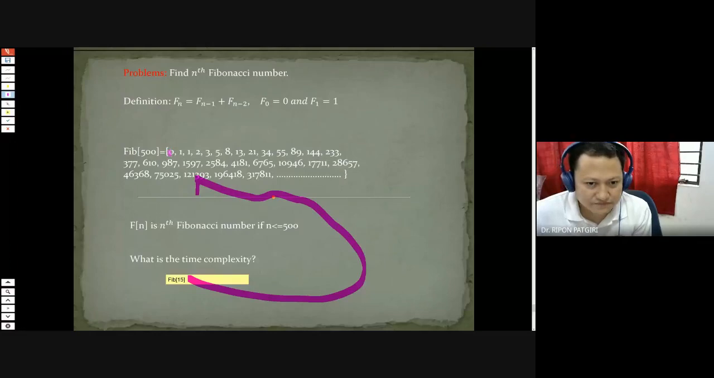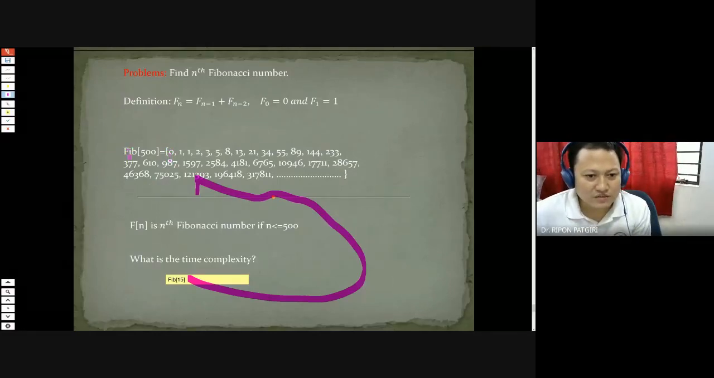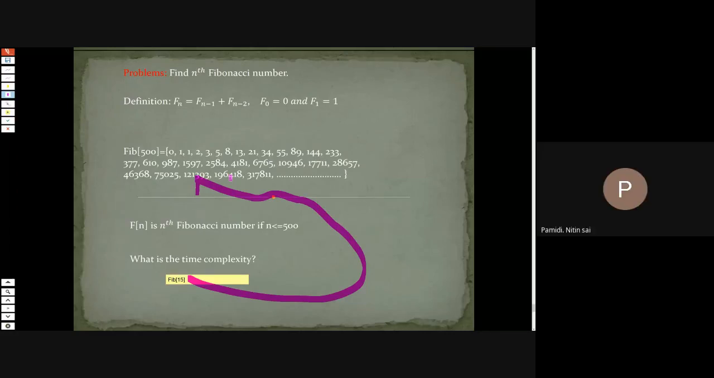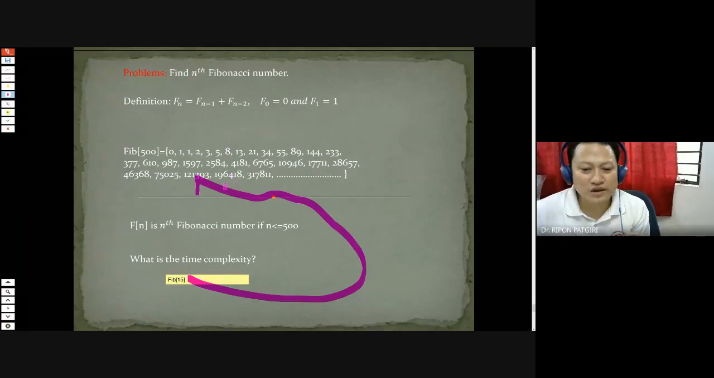You write the program. While you are writing the program, you write fib of 500. You have initialized all 500 and calculated these 500 values. Yes, sir, for that calculation only time will be taken also. Do you want to improve that time complexity or that coding complexity?